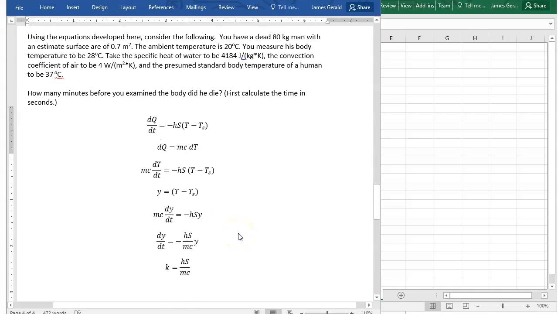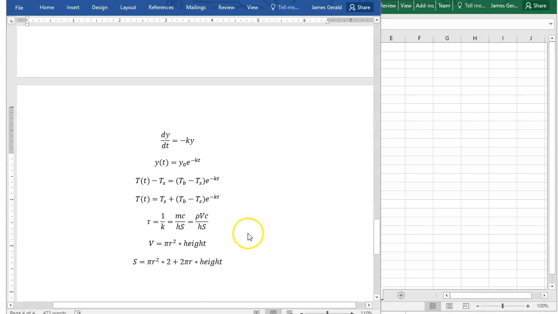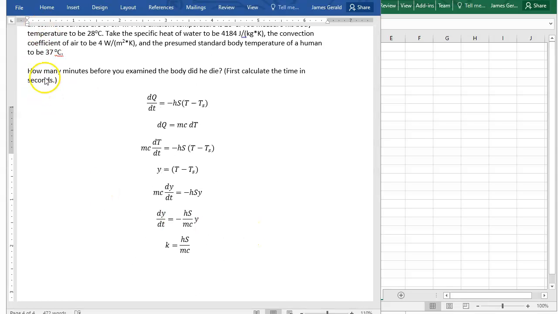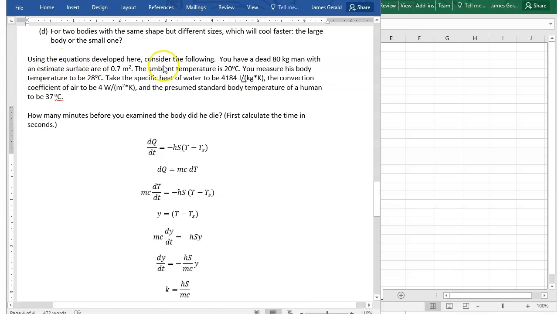So now let's look at the problem. Now that you've got all of this, you've got the actual problem. You've got this person, it's an 80 kilogram man. You know their surface area is about 0.7 square meters. The ambient temperature is 20 degrees. You measure the body temperature at 28 C. Take the specific heat of water to be 4184 joules per kilogram Kelvin, convection coefficient of air to be 4 watts per meter squared Kelvin, and presume the standard body temperature of a human is 37 degrees centigrade.